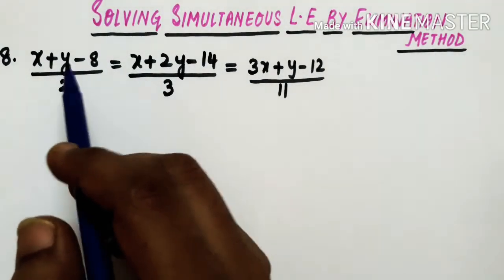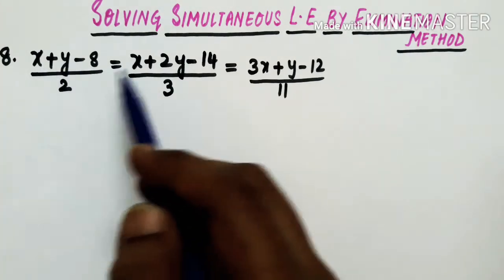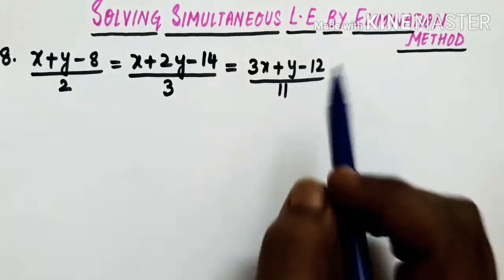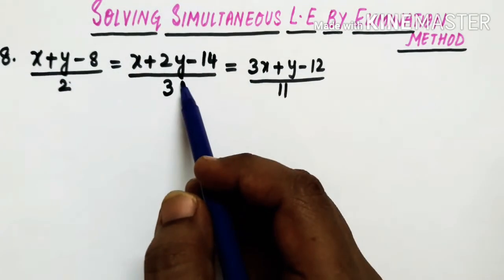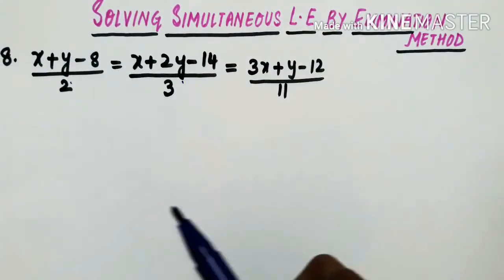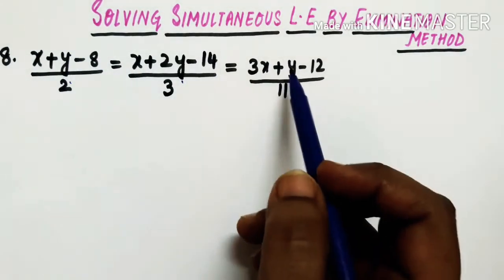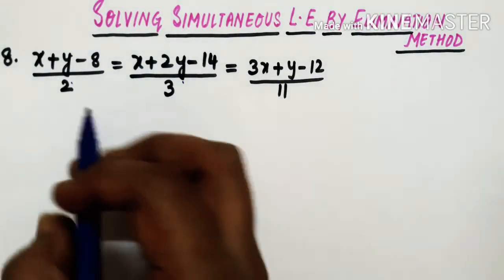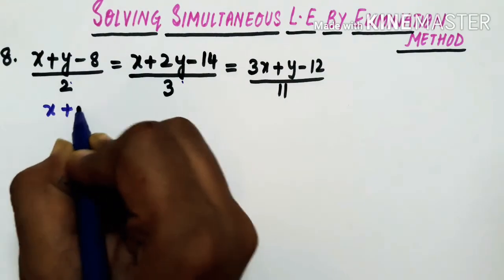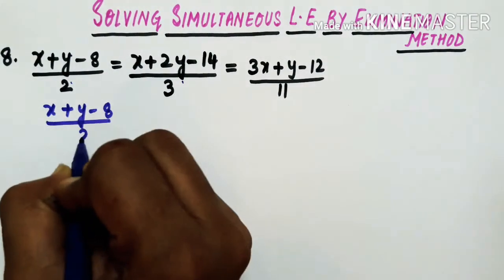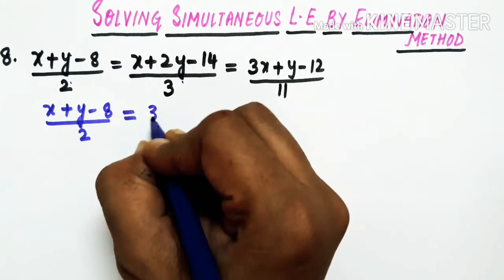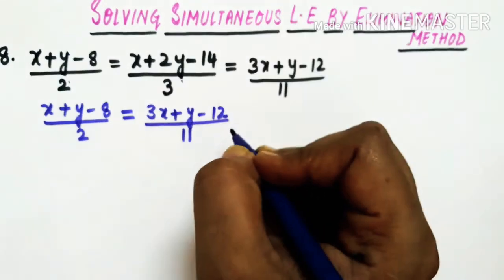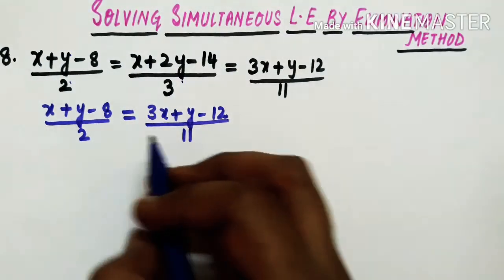Now you see here, (x plus y minus 8) divided by 2 equals (x plus 2y minus 14) divided by 3 equals (3x plus y minus 12) divided by 11. So this expression equals this expression equals this expression. That means this equals this also, and this equals this also. All are equal to each other. So let us first take (x plus y minus 8) divided by 2 equals (3x plus y minus 12) divided by 11. Now let us form an equation.